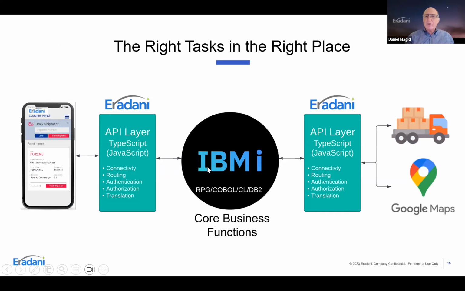So this is a typical central integration hub architecture where the core business functions are being performed on the IBM I, and then as people are calling in, all the connectivity, the routing, the authentication, the data translations, the functional authorization, all that's done in a JavaScript layer. And same thing when you're calling out from the IBM I: all the business functions are on the IBM I, and then in the intermediate layer, you do all the transformations and connectivity in JavaScript.